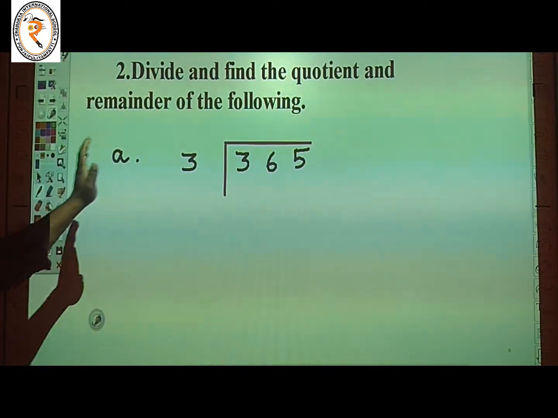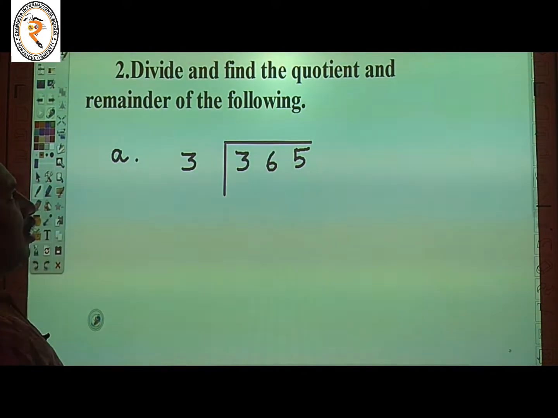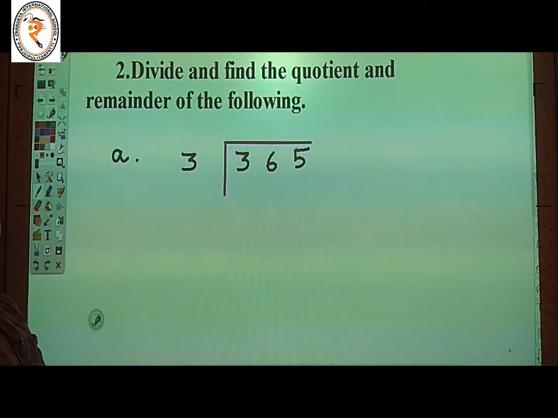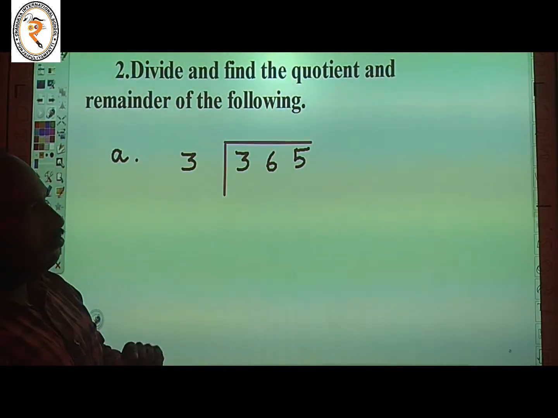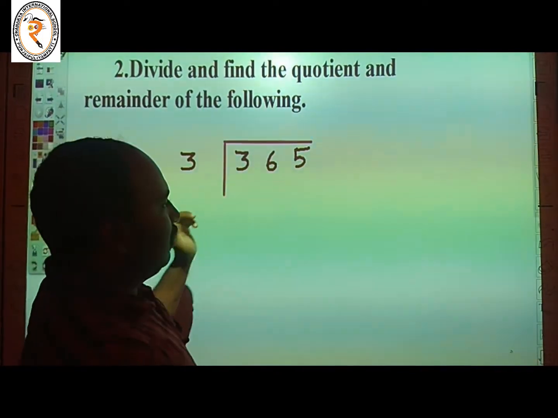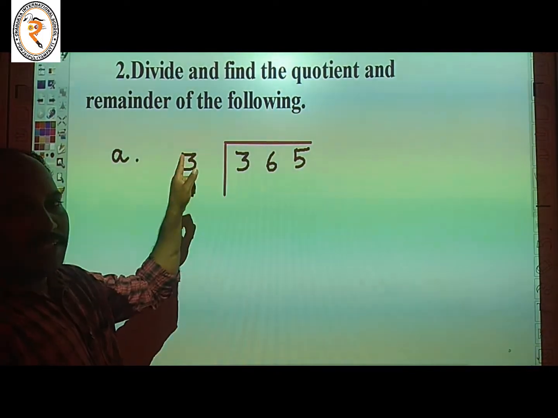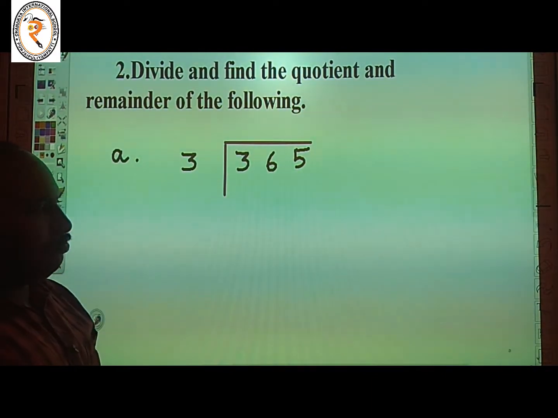Second part, divide and find the quotient and remainder of the following. Question part A, 365 divided by 3. You want to divide and find the quotient and remainder. 365 is the dividend part and 3 is the divisor part.